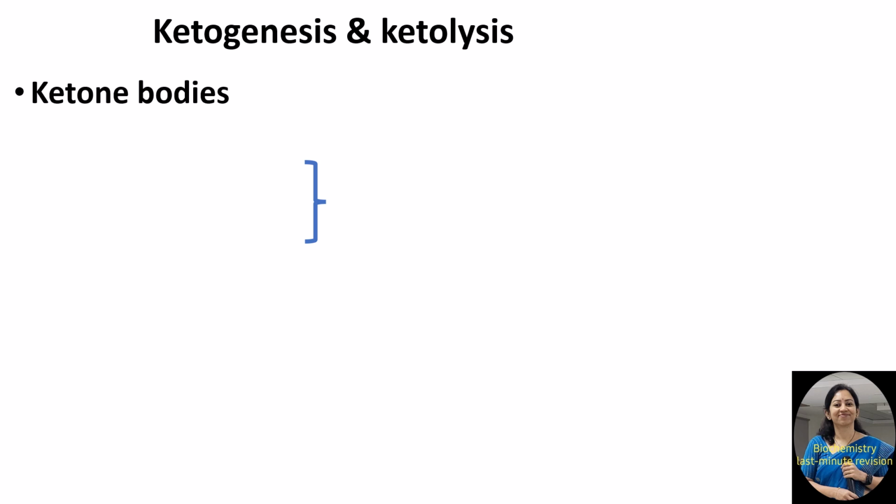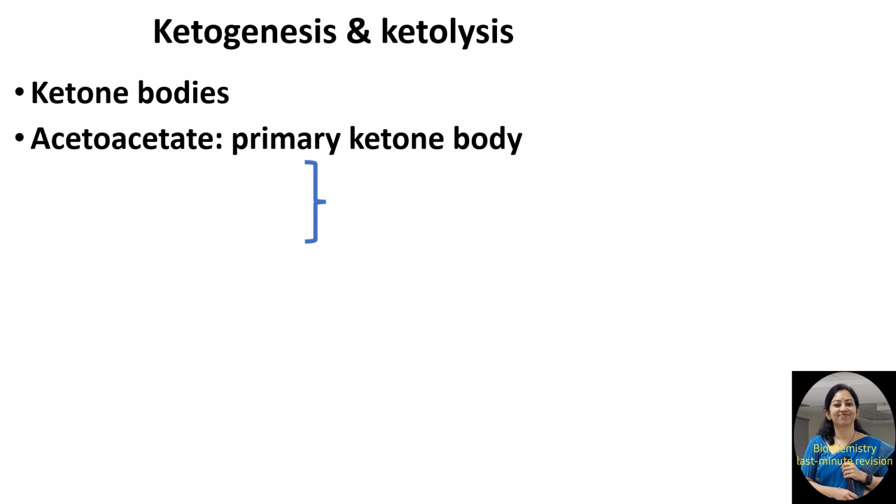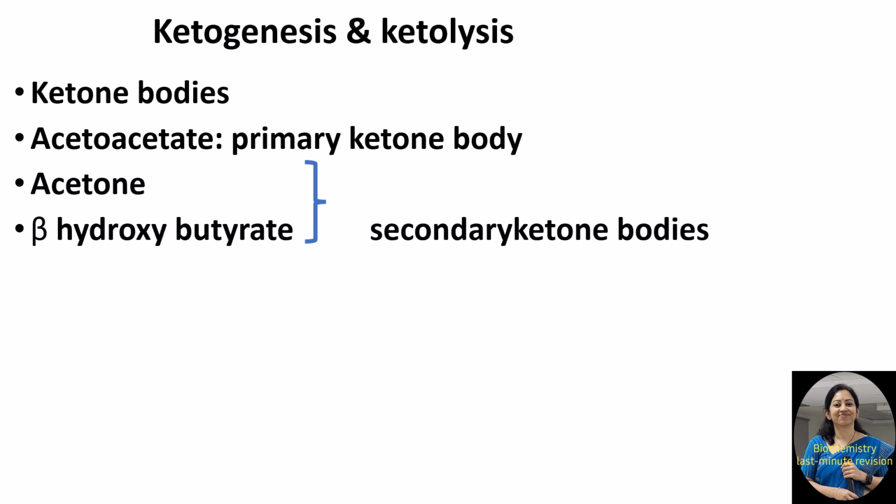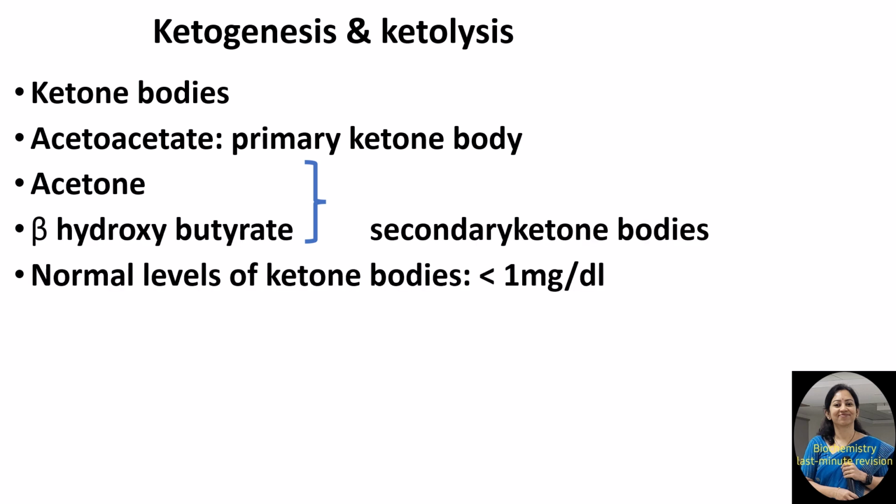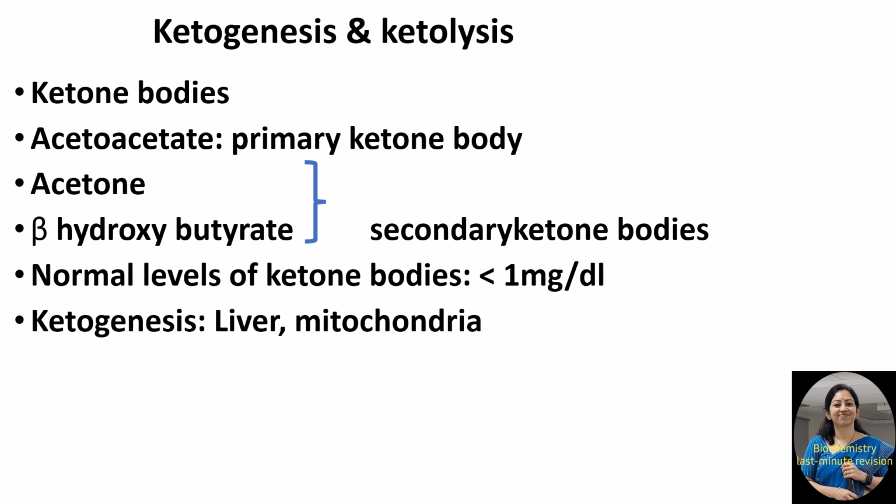Now, you need to remember there are two types of ketone bodies: the primary ketone body and the secondary ketone bodies. The primary ketone body is acetoacetate, and acetone and beta-hydroxybutyrate are secondary ketone bodies. The normal level of ketone bodies in a healthy individual is always less than 1 milligram per deciliter.